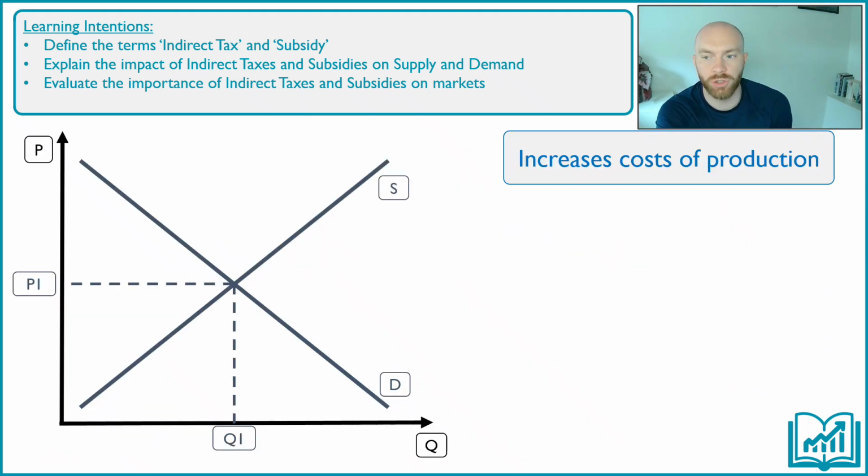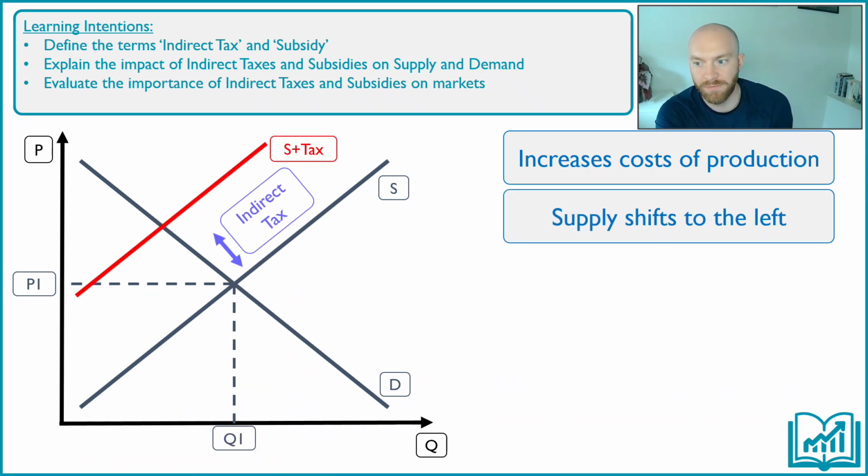So let's look at the function of the indirect tax from a government intervention standpoint. So an indirect tax will increase the cost of production for whatever good or service we're talking about. That will shift supply to the left, creating an S plus tax supply curve, and the distance between the two curves there from here to here is the size of the indirect tax.